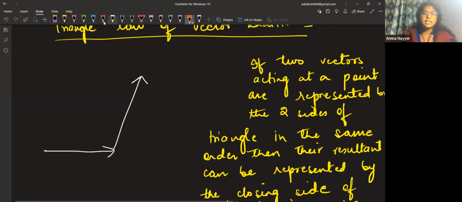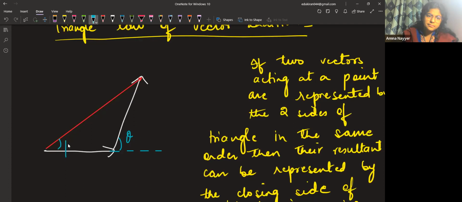We take the resultant in the opposite order, like this. This is the triangle law. Now the angle that we take is this exterior angle of the triangle, and the beta that we take is still this beta. This is the resultant.